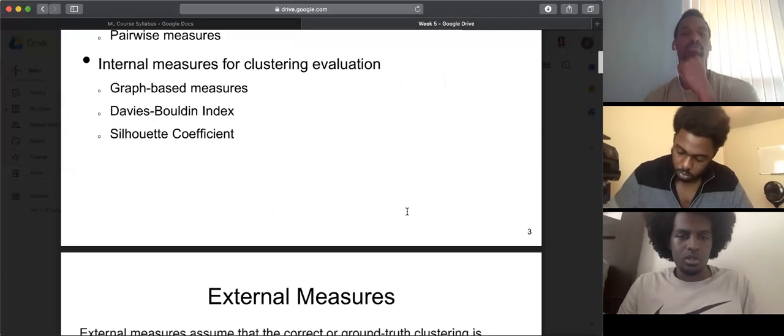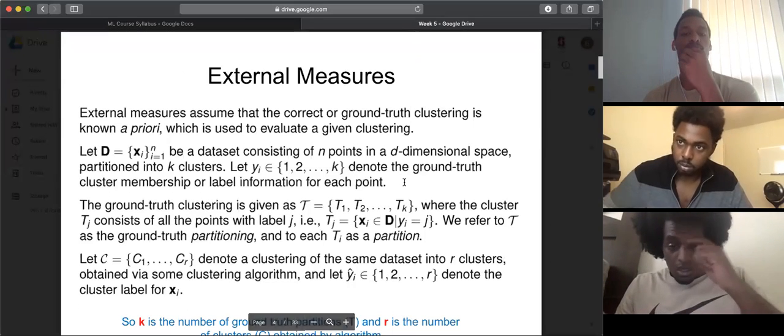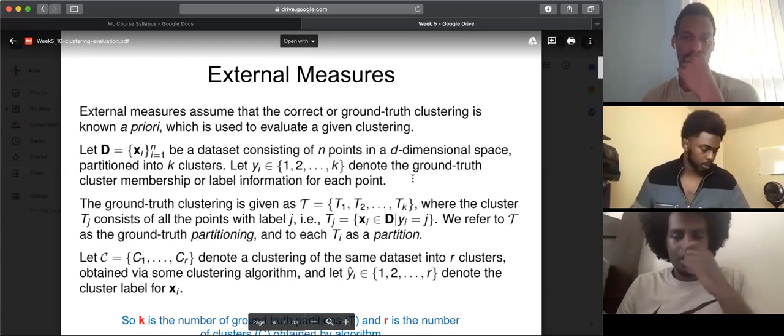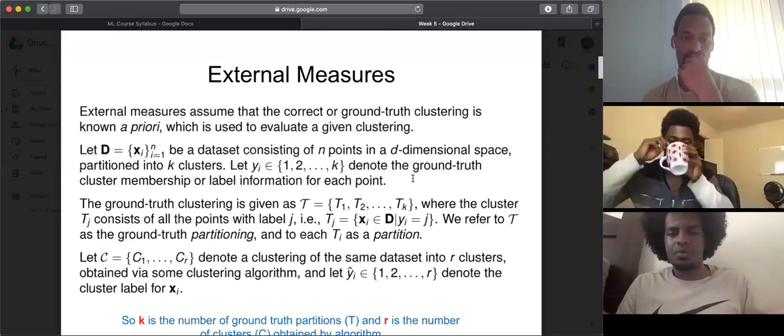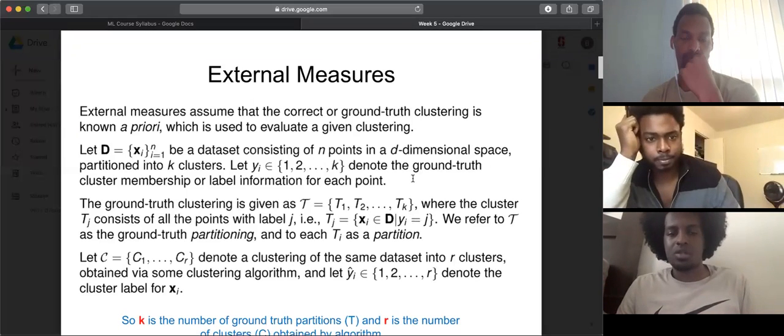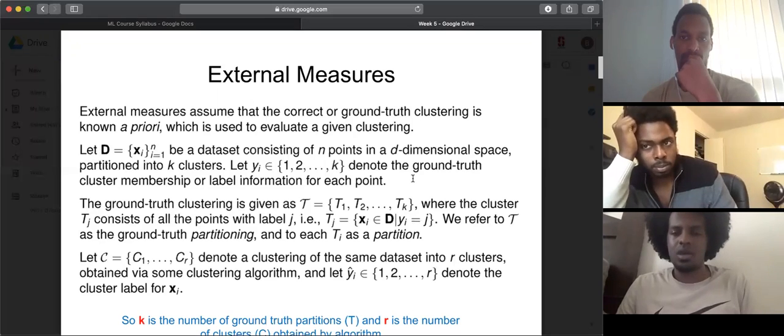Cool, so we'll go into external measures. There's a lot of words here, but basically all this is saying is that there is a data set D of n points, and they will be partitioned into k clusters. And the ground truth is the same length as D, and you'll also have k given ground truth clusters. We call this set T, I guess tau, the ground truth partitioning.